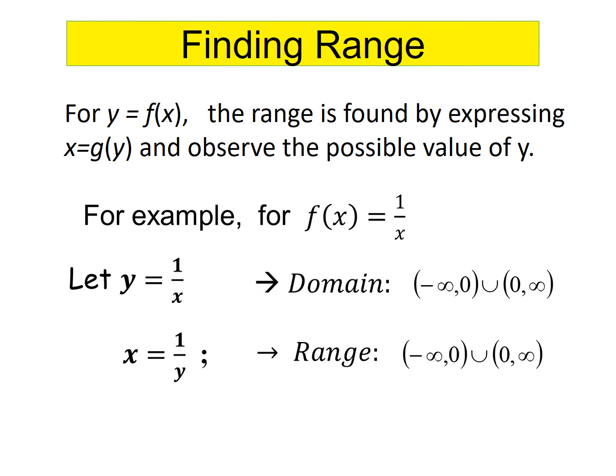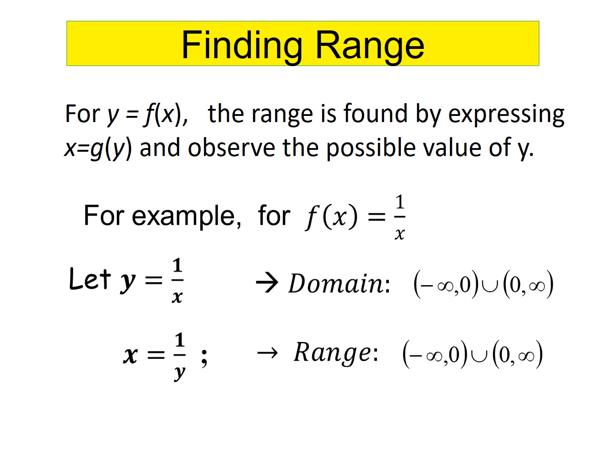Finding range. For y equals f(x), let's say we have f(x) equals 1 over x. So let y equals 1 over x. Since x does not equal 0, the denominator cannot be 0. So x does not equal 0, and the domain is (negative infinity, 0) union (0, infinity).